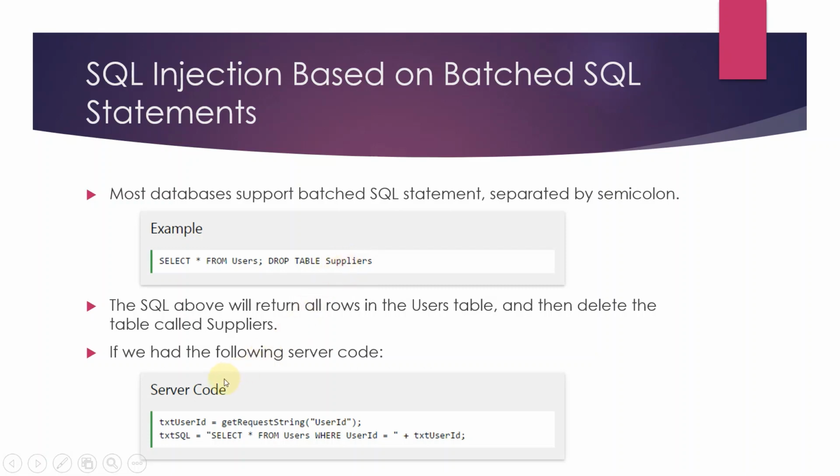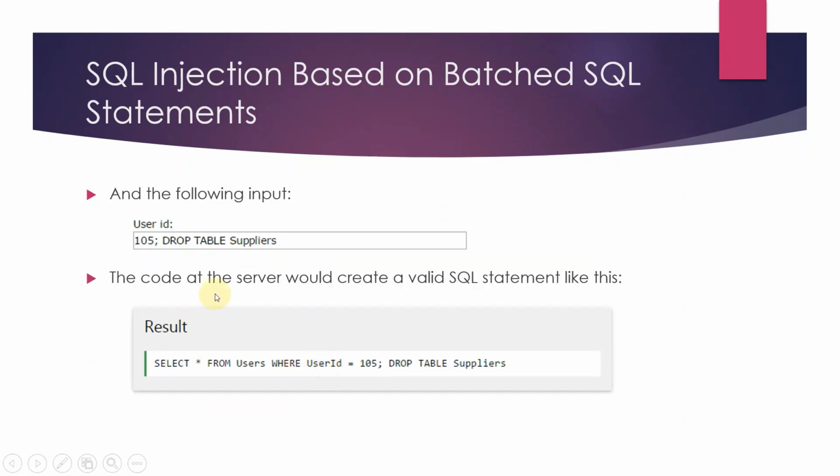If we had the following server code, for instance, txtUserId gets the request string UserId, txtSQL equals select asterisk from users where UserId equals the txtUserId. And the following input would be this: UserId 105; DROP TABLE suppliers. This is again a valid SQL statement. That would result in select asterisk from users where UserId equals 105; DROP TABLE suppliers, and the table would be deleted. Again, this course or video lecture just gives you an overview of what SQL injection is, so you could cover it in a more advanced course.